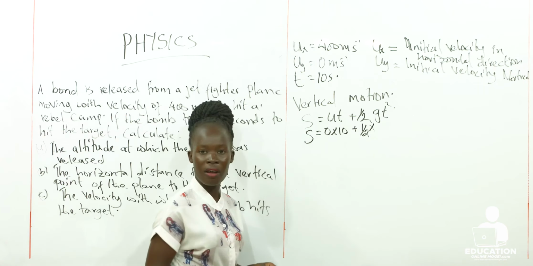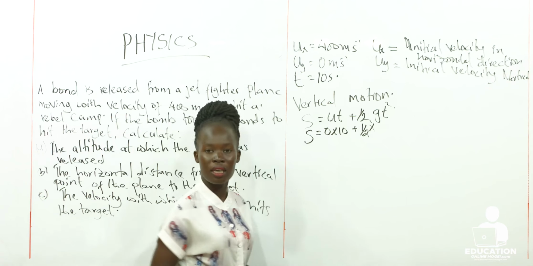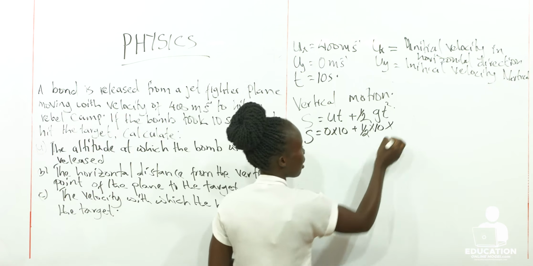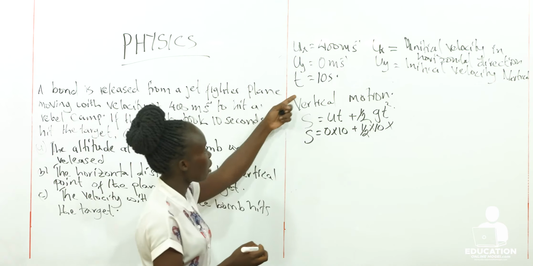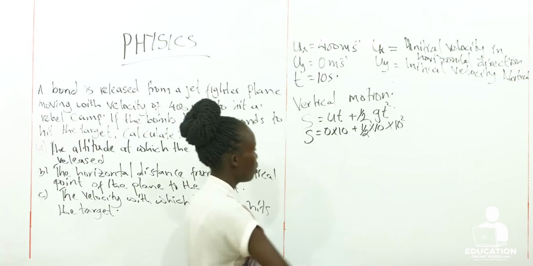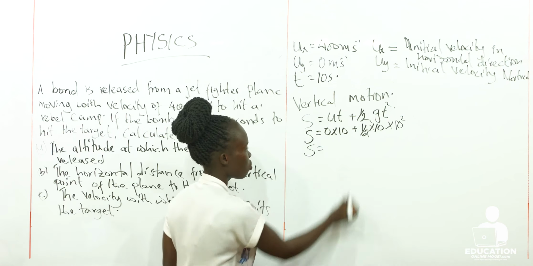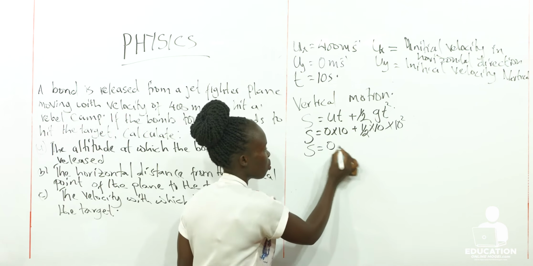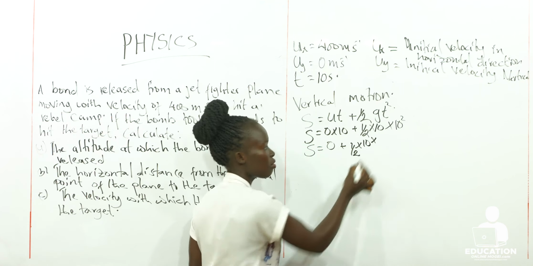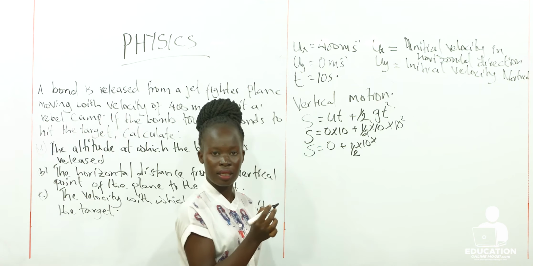We are taking acceleration due to gravity as 10 meters per second squared. So we shall have here 10. And then we have our timing, which is the 10 seconds, but squared. So we shall have our s is equals to 0 plus a half times 10 times 10 squared.